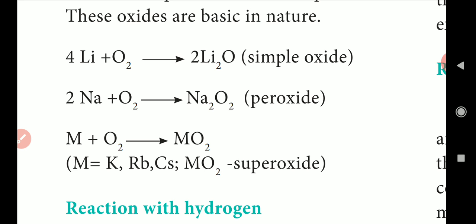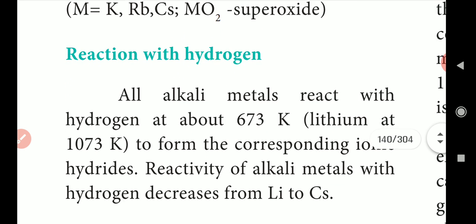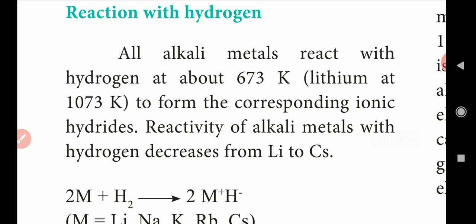Next we discuss the reaction with hydrogen. Listen here: all the alkali metals react with hydrogen at above 670 Kelvin to 1073 Kelvin to form the corresponding ionic hydrides. There are different kinds of hydrides: metal hydrides, covalent hydrides and ionic hydrides. Metals react with hydrogen and produce metal hydrides.